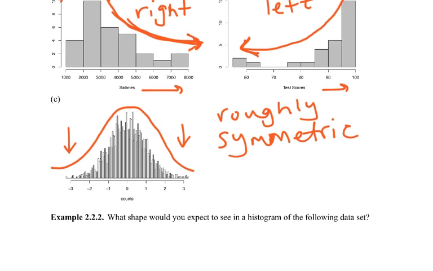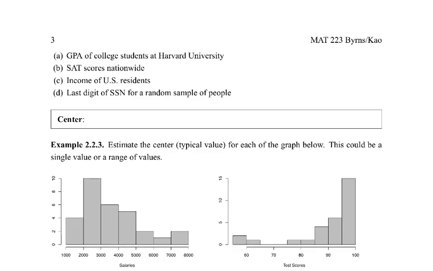So the next example, it says, what shape would you expect to see in a histogram of the following data sets? So let's look at the data here. There are 4 scenarios here, and I want you to think about what the data would look like if we were to pull a sample of each of these data sets.